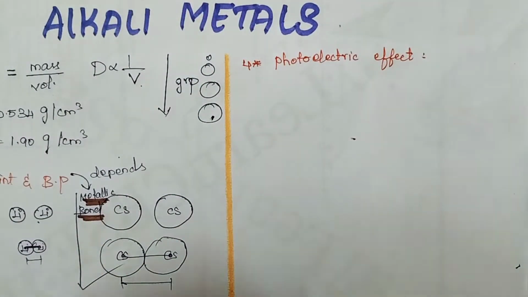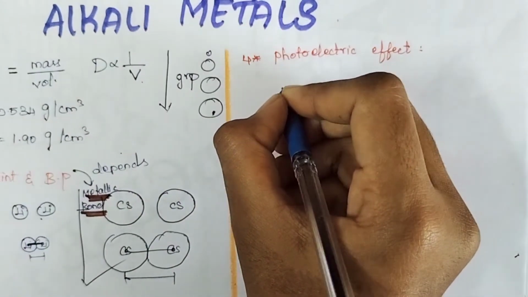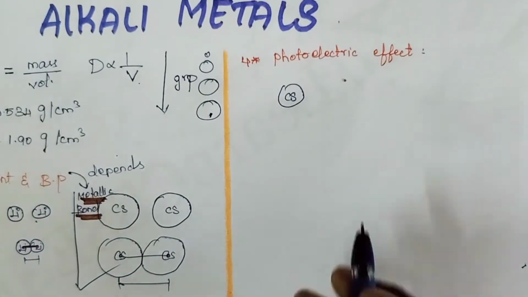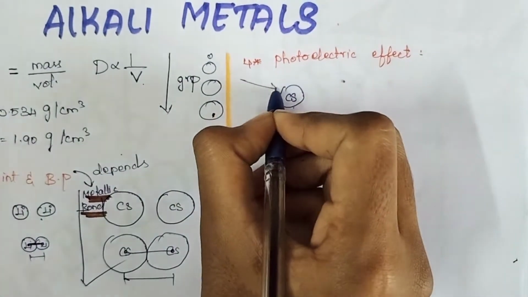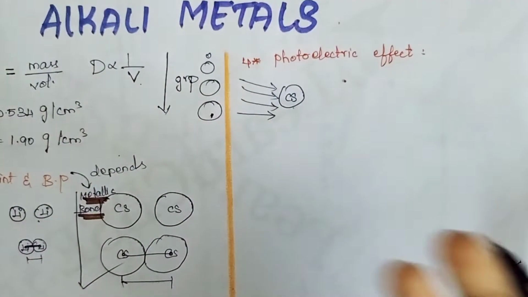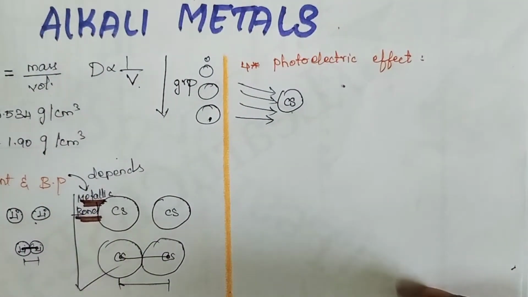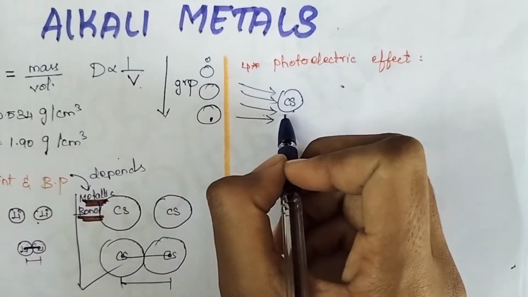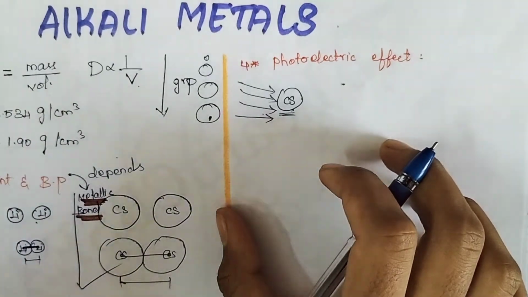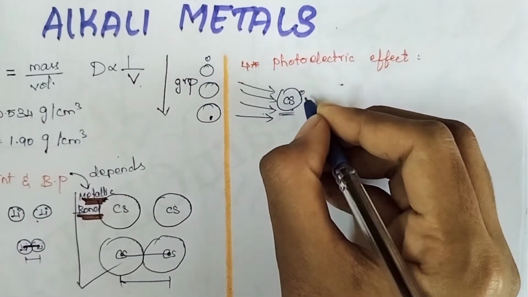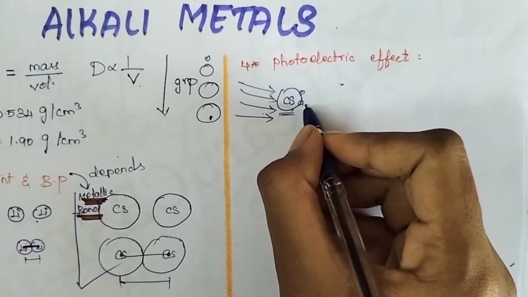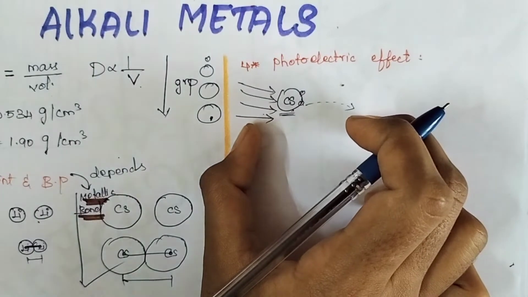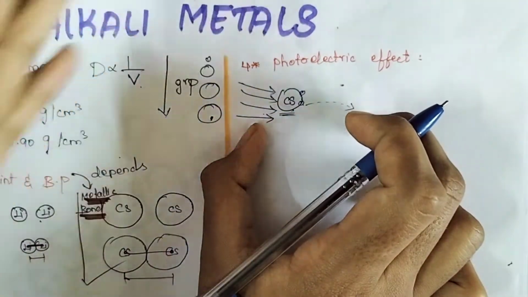Now I am taking a particular element, like cesium. This cesium is exposed to visible light, meaning red, violet, green, like that, any visible light. This visible light is exposed to this particular element. The outermost electron is there, no? They are emitted out. So during the emission, this phenomenon is known as the photoelectric effect.